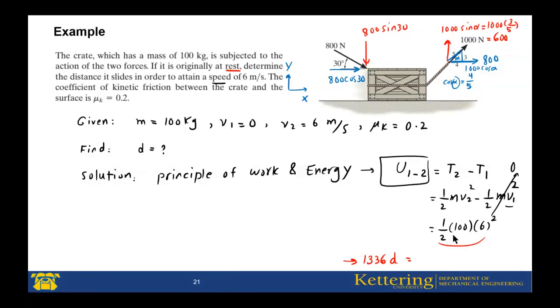multiplied by 36 is 800. Then if we divide by 1336, d, or the amount of the distance moving, it is 1.35 meter. This is the answer.